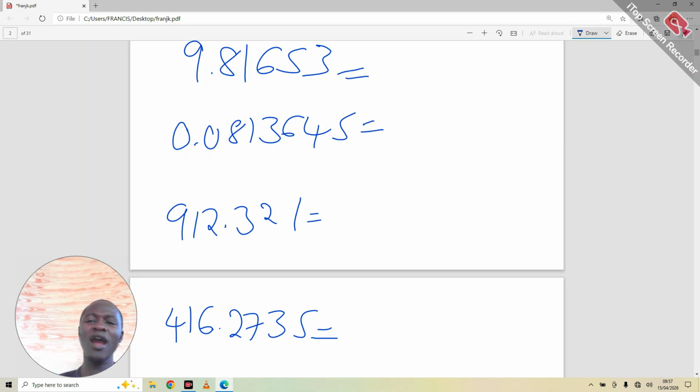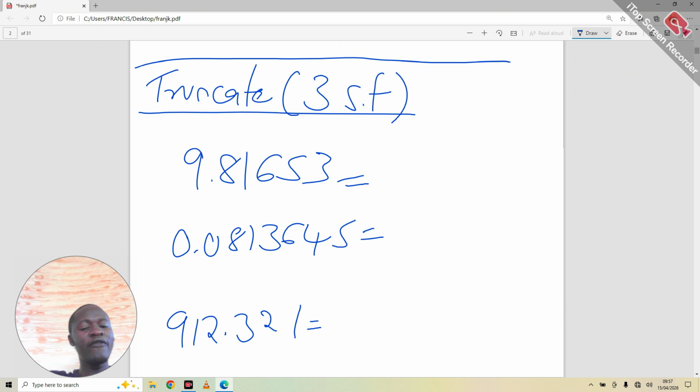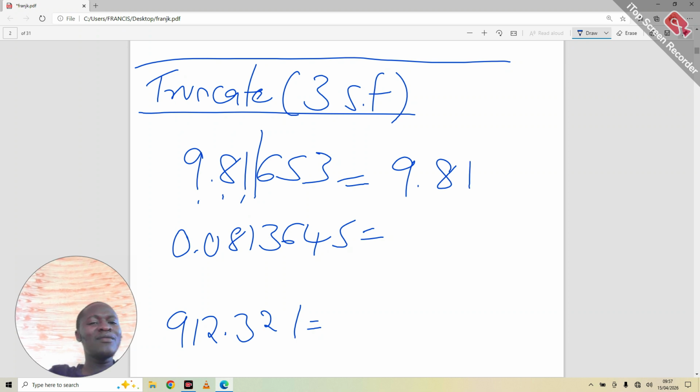Now, starting with 9.81653, the significant figures we have are 9, 1, 2, 3. So up to there, we have 9.81. Remember, the word is to truncate, and now the significant figure. The significant figure is totally different from rounding, different from decimal places.